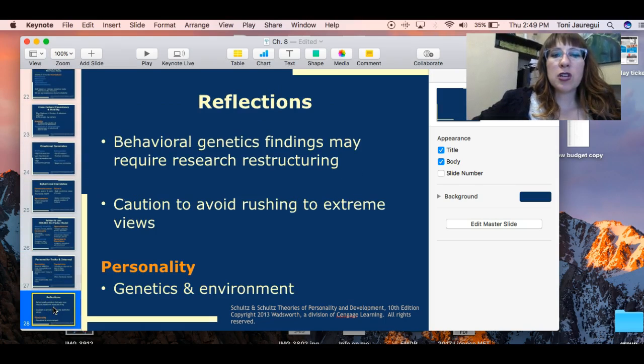So behavioral genetics findings may require research restructuring and caution to avoid rushing to extreme views, right? We don't want to say it has to be this way or that way. I think in the field of psychology, we're pretty open to things, and we try to not put anything too much in a box. So those are things to be conscientious about. We don't want to be all or nothing or very black and white.